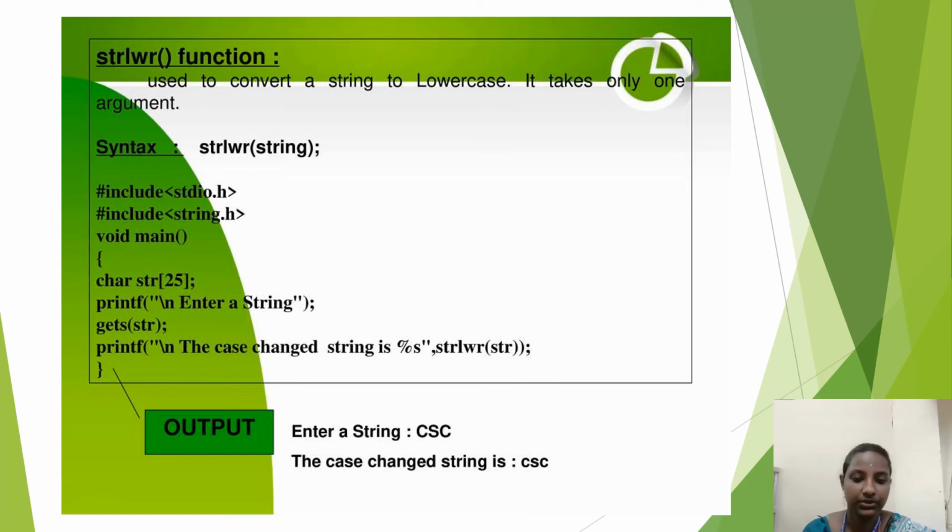That is performed under strlwr of string. So in printf we are giving the case changed string is. So finally the converted string, using the control string percentage s, we are printing in the output as strlwr of string. So finally we are getting the lowercase of our uppercase string. In this example, our uppercase is CSE, and we are getting the lowercase cse. So this is our output for the strlwr function.